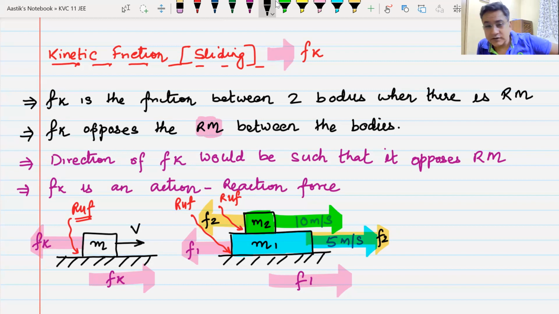Who is applying how much force? We are not talking about the magnitude. Magnitude we will talk about in the next class. We're only talking about the direction. Do we understand the directions here?